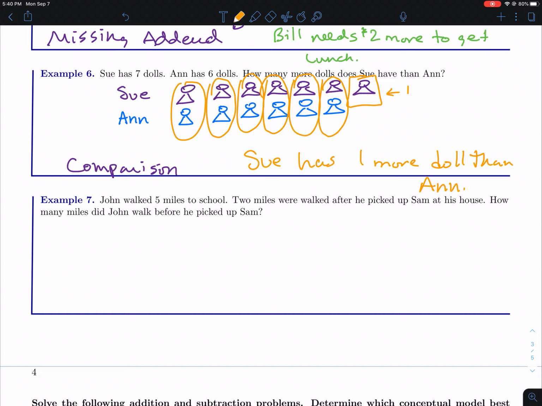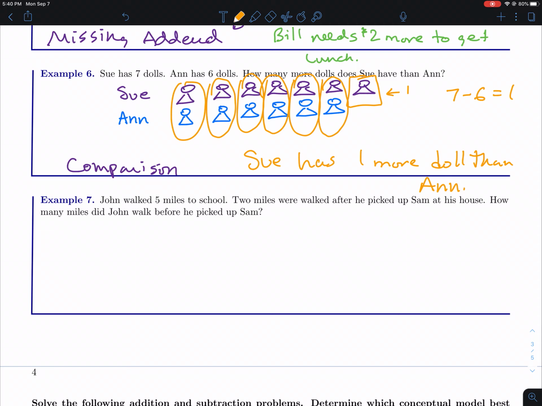I try to keep my diagrams real neat. And I didn't write any kind of subtraction problem. If you were to write one, this one would look like 7 minus 6 equals 1. But again, I want you to focus more on the model, not necessarily the equations at the moment.